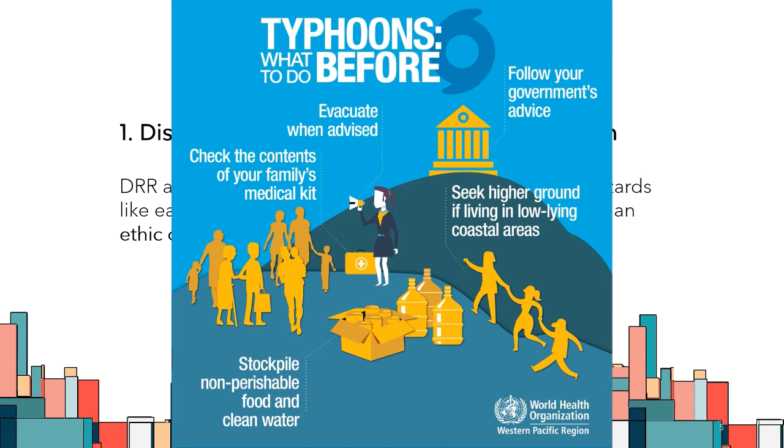We have here an example of the ethic of prevention for typhoons. What to do before? Evacuate when advised, check the contents of your family's medical kit, stockpile non-perishable food and clean water, seek higher ground if living in low-lying coastal areas, and follow the government's advice.